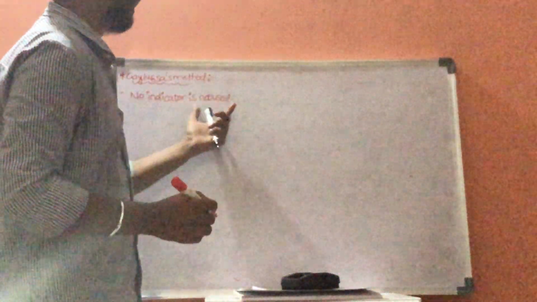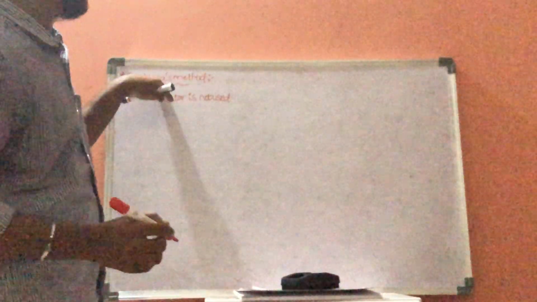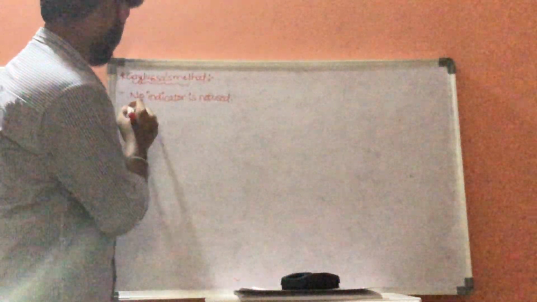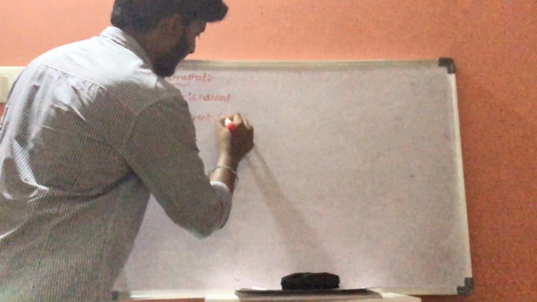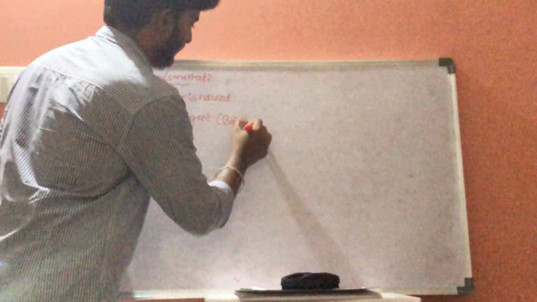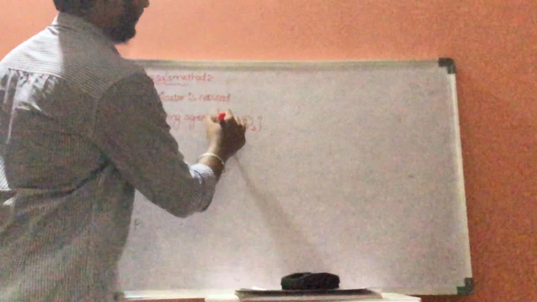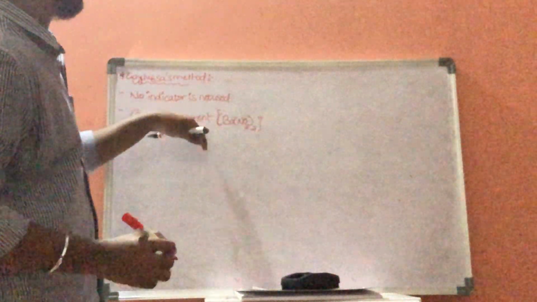Then we may wonder how, without an indicator, the endpoint can be detected. The endpoint can be detected by using a coagulating agent. This coagulating agent will help in detection of the endpoint. The coagulating agent is barium nitrate. This barium nitrate will act as the coagulating agent.